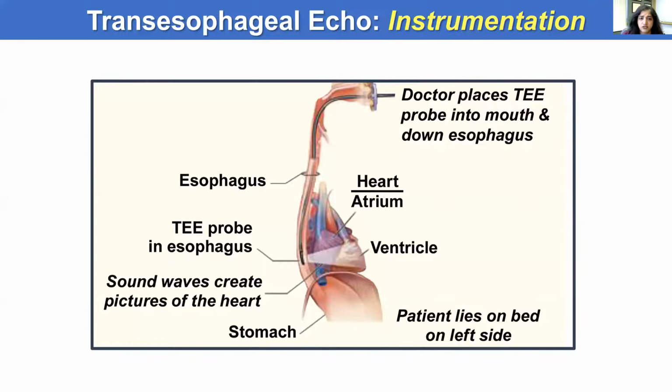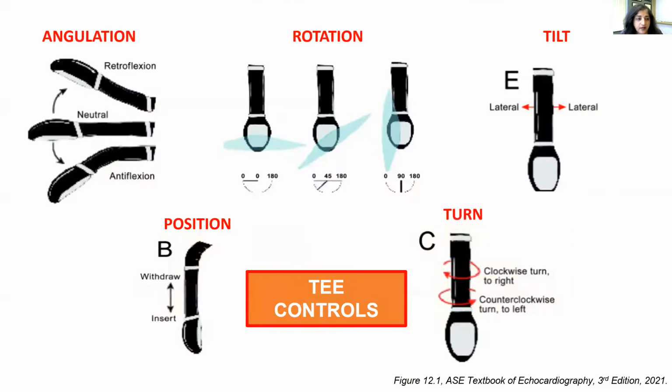And this is a TEE procedure. So the patient lies on the bed on their left side, a bite block has been introduced, and then the doctor places the TEE probe into the mouth and down the esophagus. As you can see here, the esophagus and the heart are very, very close together. And so you get great views of heart structures. And then the TEE probe can also be advanced into the stomach to get other views of cardiac structures.